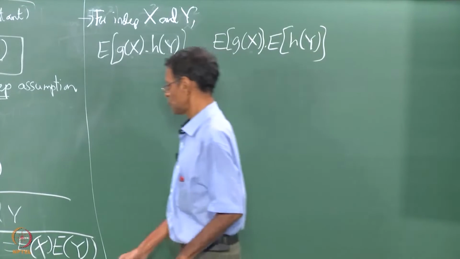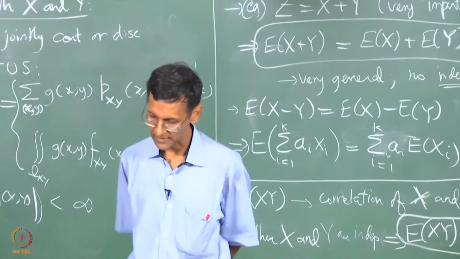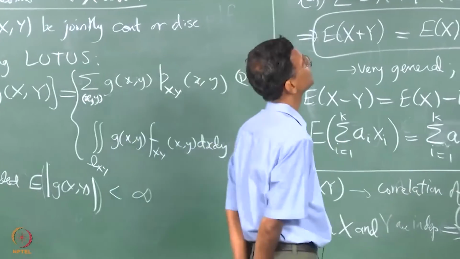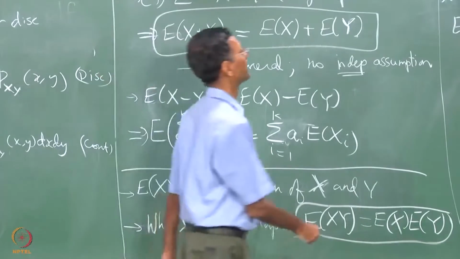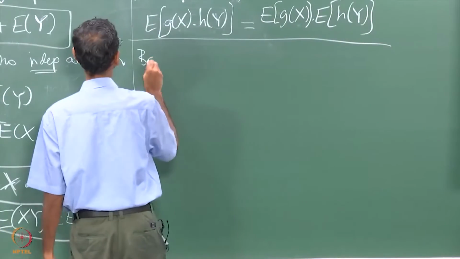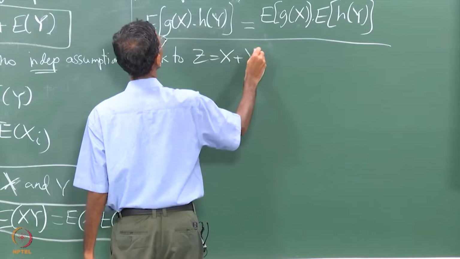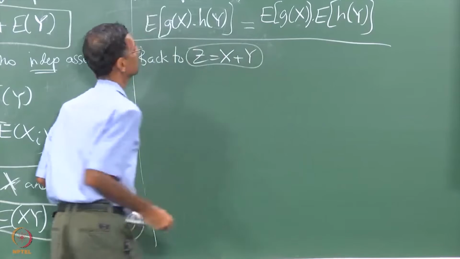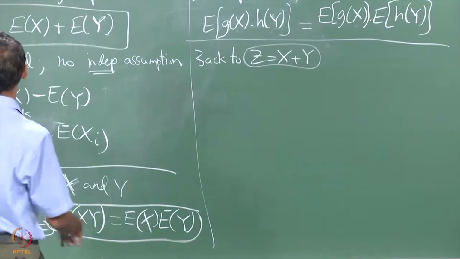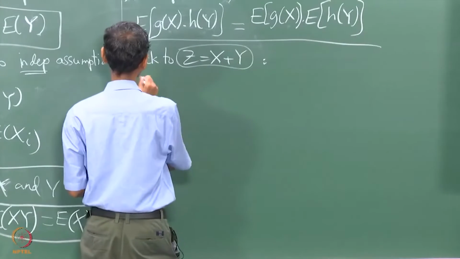Okay. So this is a correlation. Now why is this correlation so important in the variance calculation of the sum? If you go back to, okay, I will draw a line here. I will say back to, now I will put z equal to x plus y. Now I want to call it a name, z, here, same thing. So what is E of z squared?